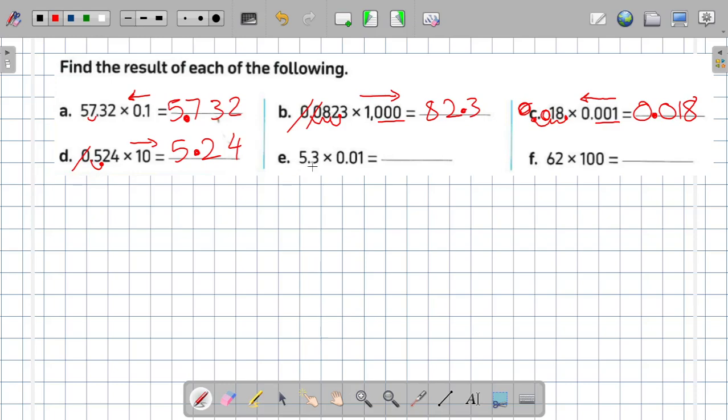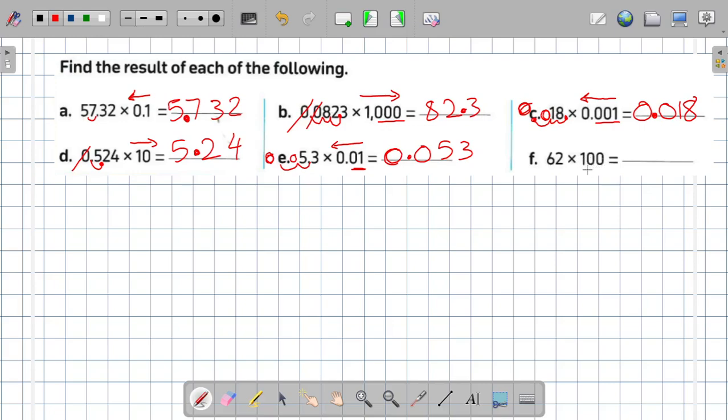Next, I have 5.3 by 0.01, so I will move the decimal point to the left. Okay, but here I have 2 digits and here I have 1 digit, so I will put 2 zeros here to help me. So I have 2 digits or 2 places, so it will be 0.053.